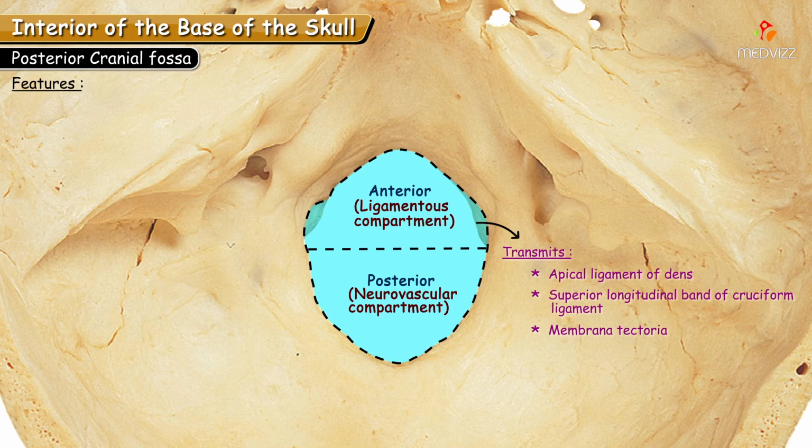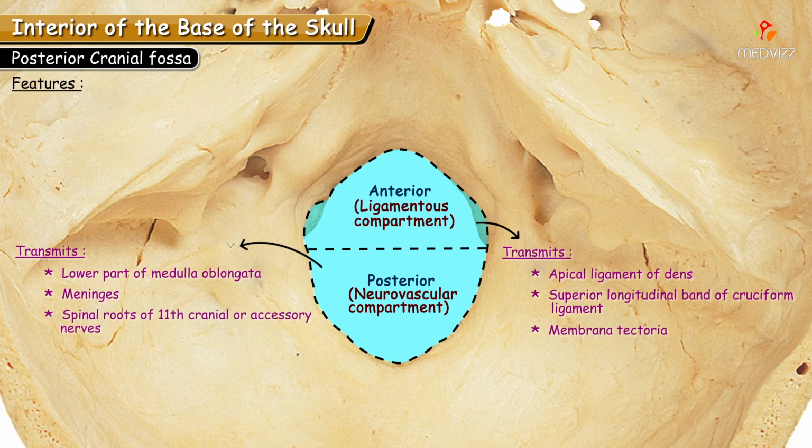Continuing with the posterior, that is the neurovascular compartment, it transmits the lower part of the medulla oblongata, which is a chief component of the foramen magnum, and the lower part of the medulla oblongata continues below the foramen magnum as the spinal cord. And this medulla is surrounded by meninges. So the 3 meninges, dura mater, arachnoid mater and pia mater, run along the medulla.